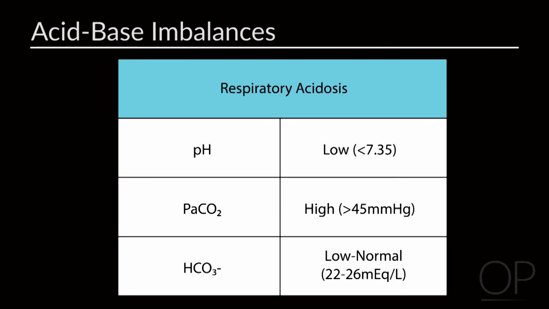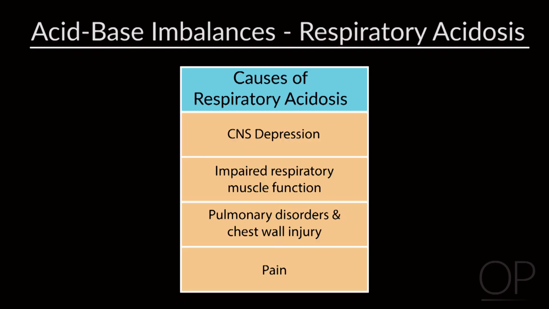Respiratory acidosis is a condition that results from an excess of carbon dioxide due to impaired elimination by the lungs, producing a decreased pH. So for respiratory acidosis, the pH will be low, less than 7.35, and the CO2 will be elevated, greater than 45, with a normal to low normal bicarbonate level. Listed are some of the most common conditions that cause a respiratory acidosis.